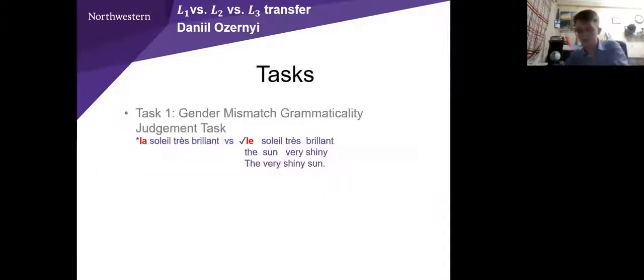For task 1, the 25 stimuli all consisted of 6 syllables and were DPs with either a definite or indefinite article. In the example on the screen, the correct form would have been "le soleil très brillant" and not "la soleil," since the noun soleil is masculine in French. Conversely, they were DPs with nouns which are masculine in French and Russian, but feminine in Ukrainian. And so that is supposed to give us insight into L2 transfer.